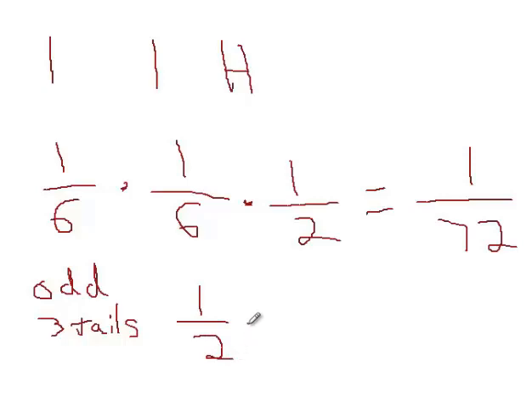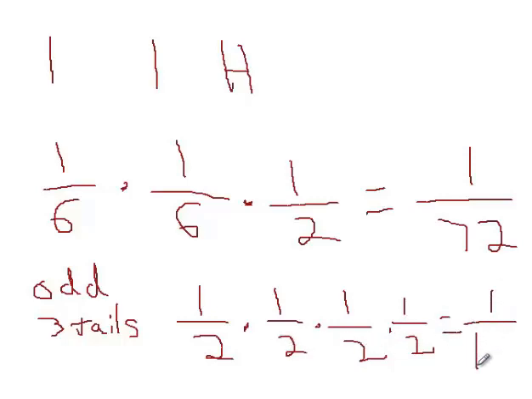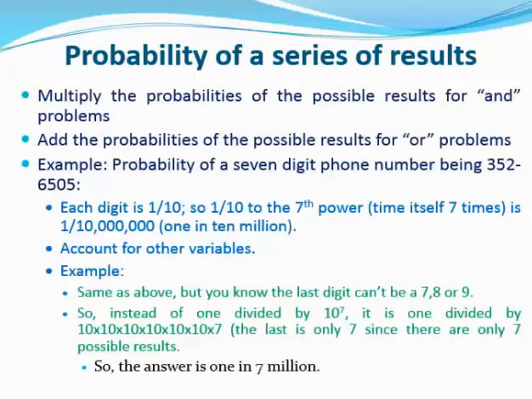And then multiplied by 3 consecutive tails. What are the odds of getting 3 consecutive tails? Well, each tails is 1 in 2. So that's 1 in 2 times 1 in 2 times 1 in 2, and the answer to that is 1 over 2 to the 4, 2 times 2 times 2 times 2, which is 16. So let's take a look at something slightly more complicated.